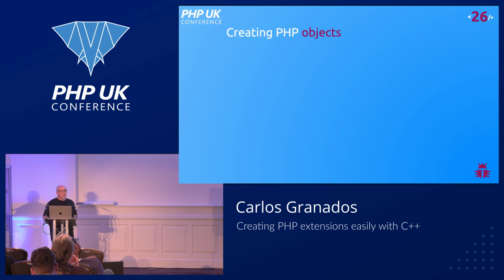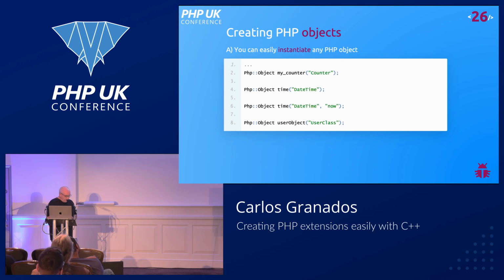Another thing that you can do in your C++ code is create PHP objects that you may want to use in the same way that you would use them on the PHP side. The way to do this is to use this PHP object class, and you create an instance of it, and then you say the name of the PHP class that you want to instantiate. So in this case here, I'm going to create an instance of this counter class that I declared previously, and it will be available for my C++ code to use as I like.